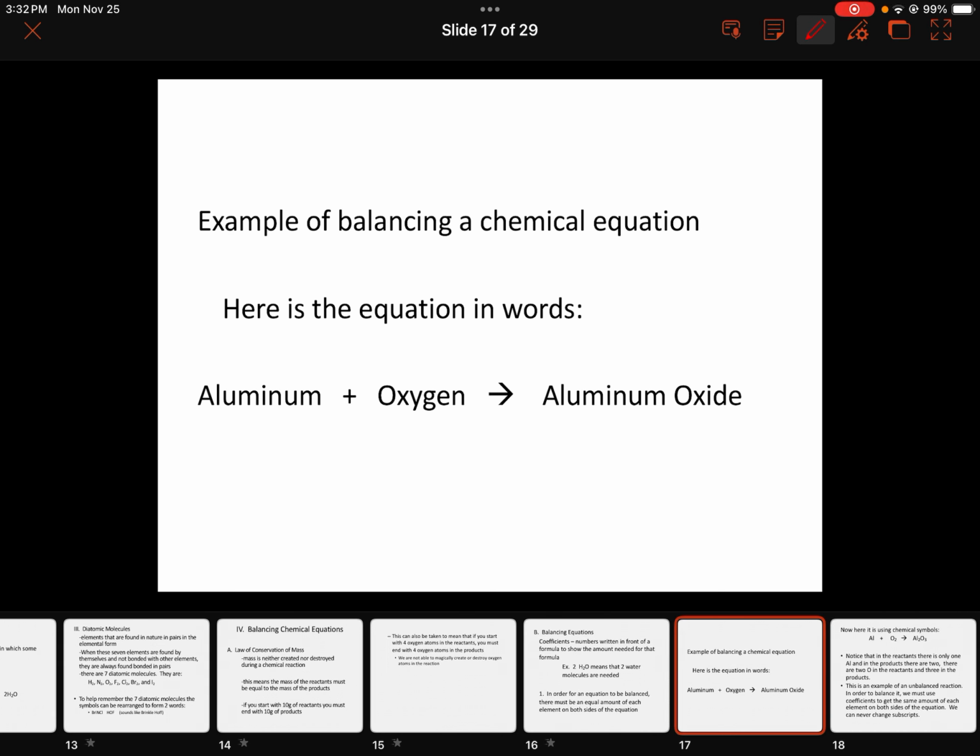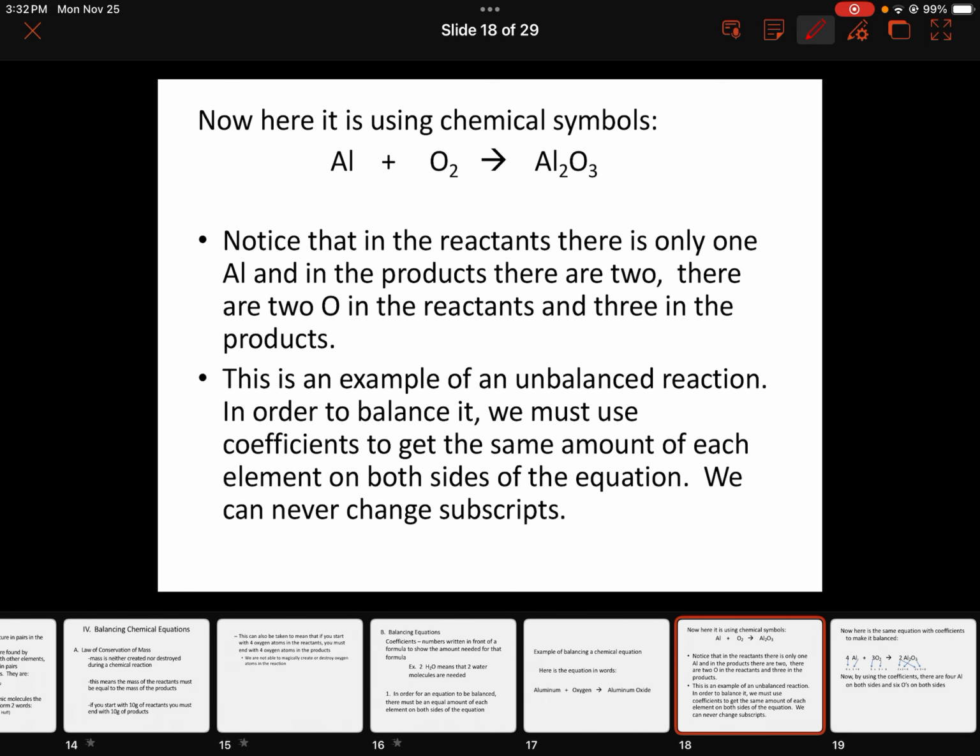So an example of balancing a chemical equation, here's the equation in words. Aluminum plus oxygen yields aluminum oxide. So we want to balance this. I want to start and end with the exact same amount on both sides. So aluminum, not diatomic, so that deserves a 1. Oxygen is diatomic, so it's got a 2.